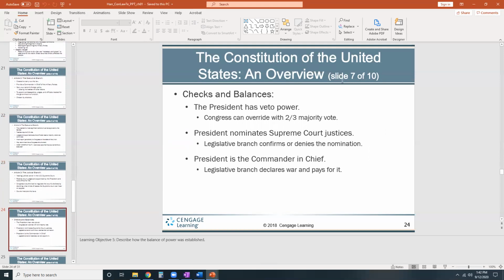So here we talk a little bit more about those checks and balances that I mentioned earlier in class. The president has the power to veto any law that is written by Congress, and Congress can overturn the president's veto by a 2/3 majority. Presidents get to nominate Supreme Court justices and other federal judges, but the legislative branch confirms or denies those nominations. And lastly, while the president is in charge of leading the army, Congress decides whether war is going to take place or not, and whether they're going to finance a war or not.